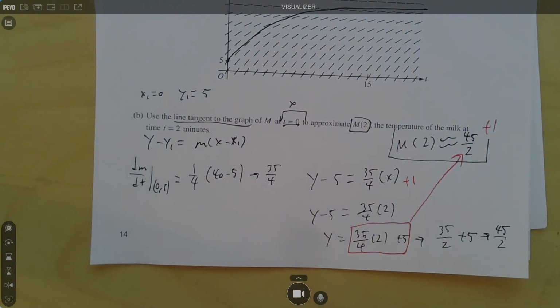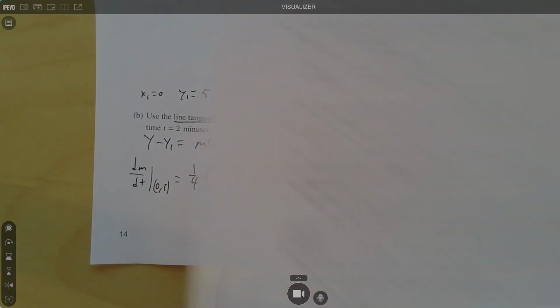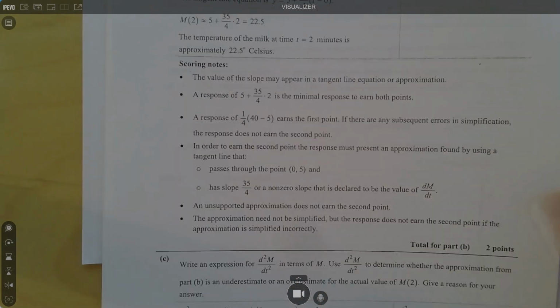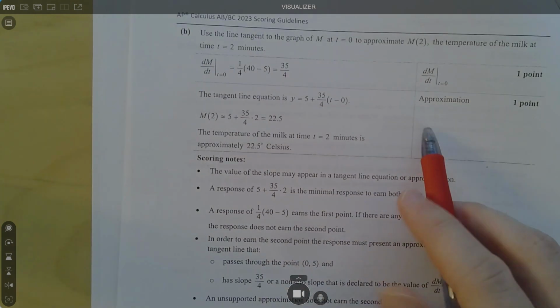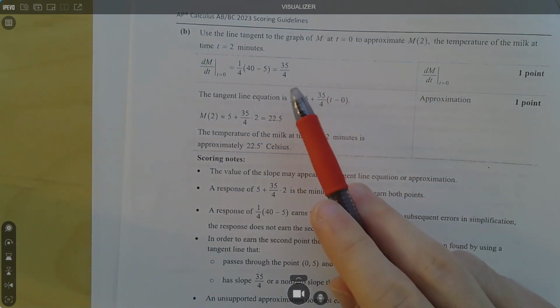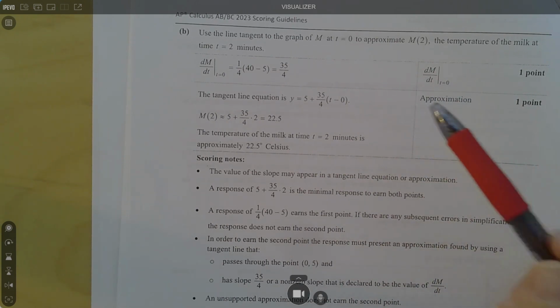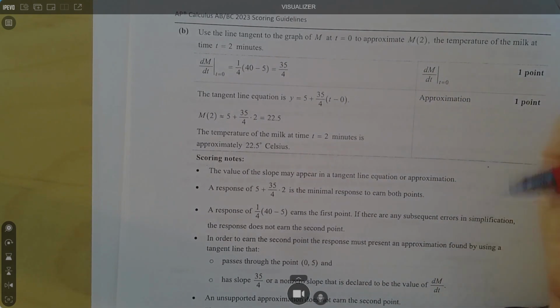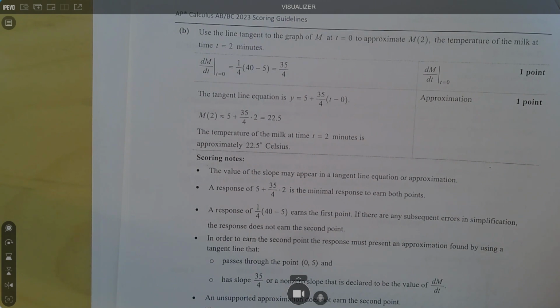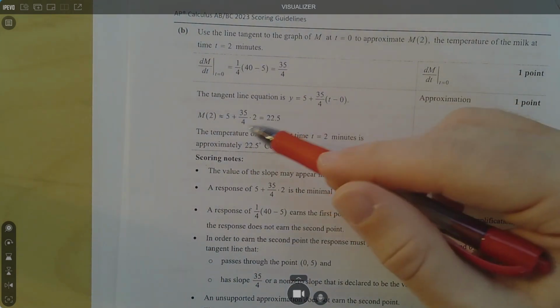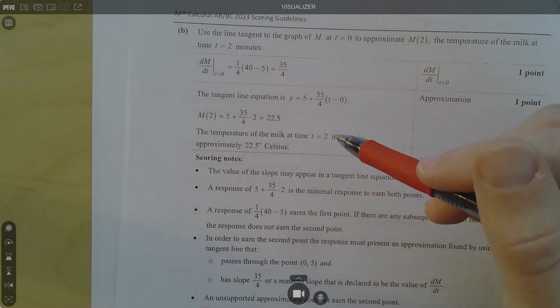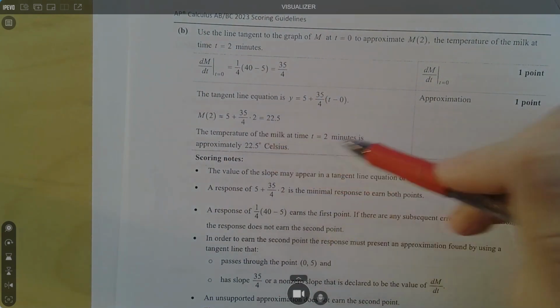Okay, let's look at the answer key. So yeah, same thing here. They got 35/4. The 35/4 was actually not for the tangent line equation, it was for the slope. So you get a point for the slope, and then you get a point for plugging it in, and they got 22.5, which is what we got. And then they wrote the sentence.